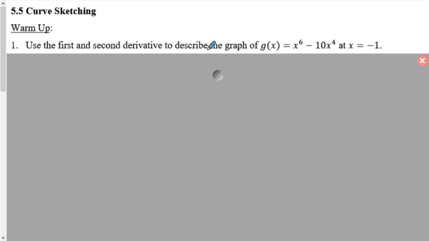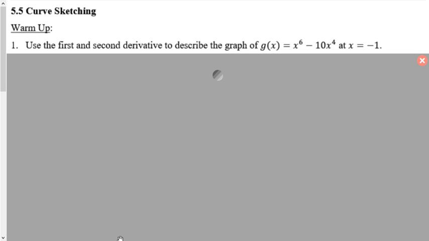Welcome to Math 31, an introduction to calculus. We are in chapter 5, looking at curve sketching. Lesson 5 today. We've already done some curve sketching, but in this lesson we will put a whole bunch of different ideas together in terms of how do we get the most accurate curve.